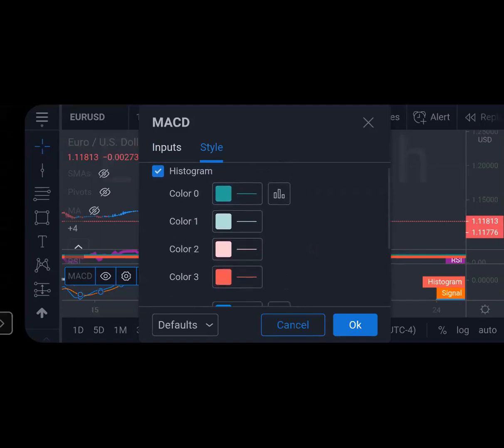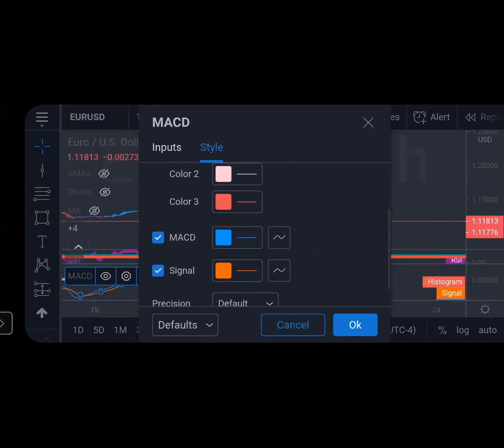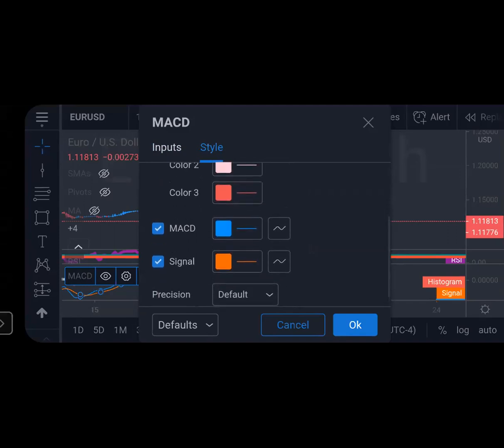We're going to screenshot. So that's the first one, right? And here, you see the two different colors, the orange and the blue.